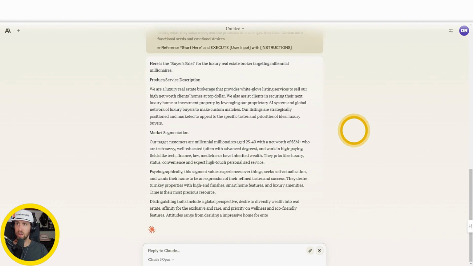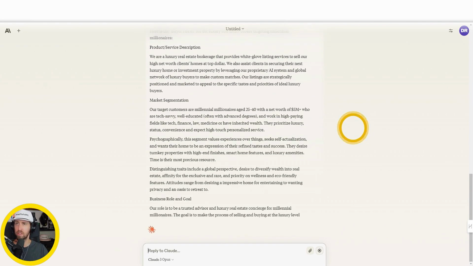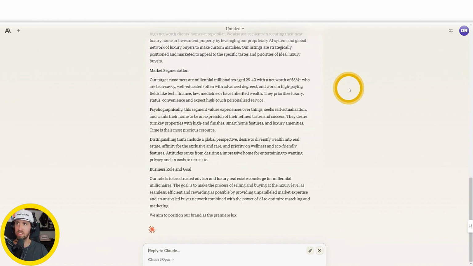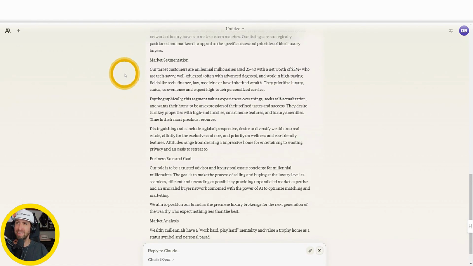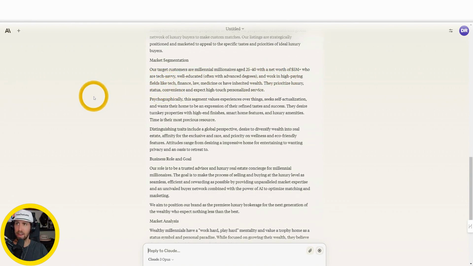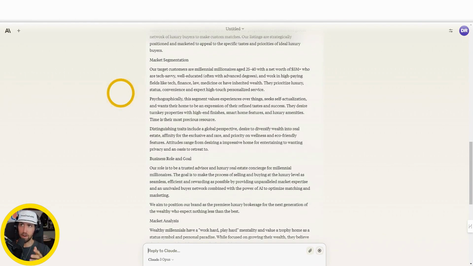We also assist clients in securing their luxury homes through our proprietary system, strategically positioned in markets that do appeal. You've got your market segmentation, right? So luxury millennial millionaires, 25 to 40, net worth of 5 million plus, tech savvy, well educated, and they're working in high paying fields like tech, finance, law, medicine, or have inherited wealth. So as I'm seeing this, I want to make sure as the human that's involved with it and directing this system, I'm confirming that this is true and that it's on the right track. If it's not, sometimes AI just AIs and goes way off the rails.